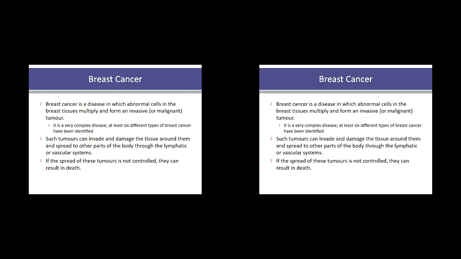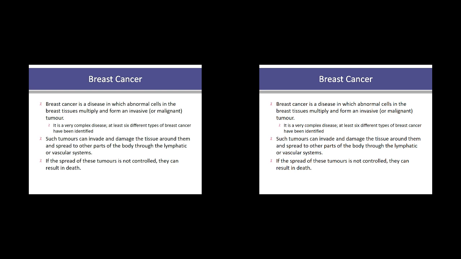So breast cancer then is a disease in which the abnormal cells in the breast tissues multiply and form an invasive or malignant tumour. It's a very complex disease. At least 6 different types of breast cancer have been identified. And the key issue we have is with invasive breast cancer, because once it becomes invasive, it can spread to the lymph nodes and it can metastasize.